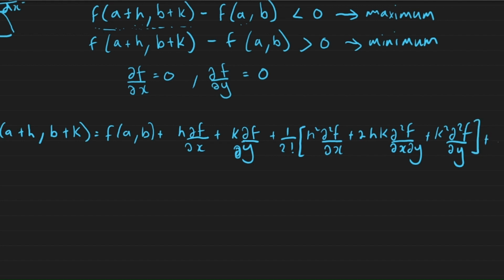And we'll have higher order terms. So we will neglect these higher order terms because it can be done so in this illustration. So we're going to take this FAB to the other side. We want to end up with this expression.